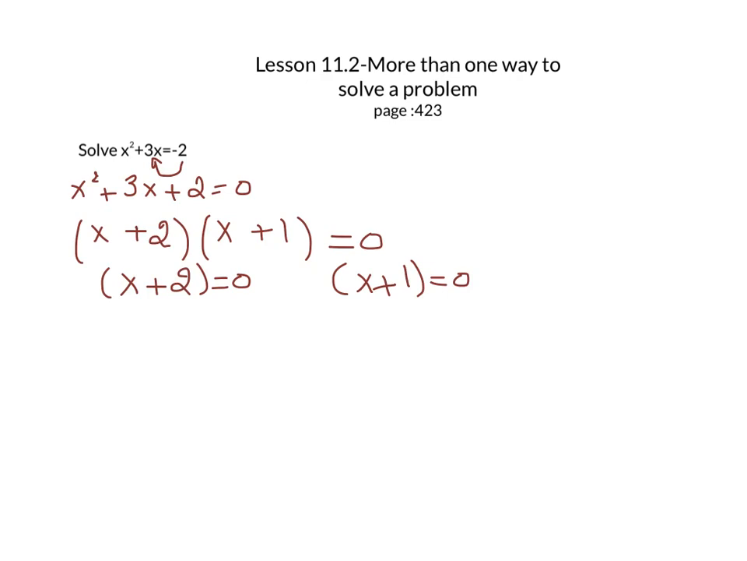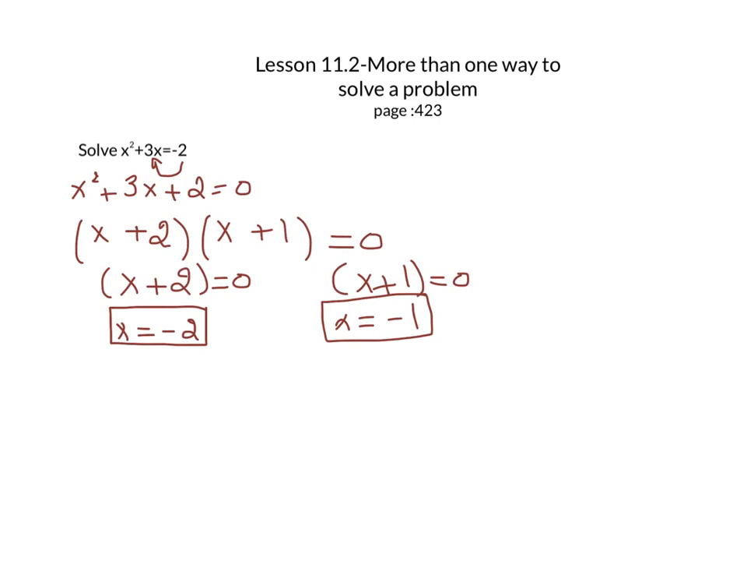Now we simply solve for x. This means that x is equal to negative 2. This is my first solution. My second solution is x is equal to negative 1. The third step would be checking my answers.